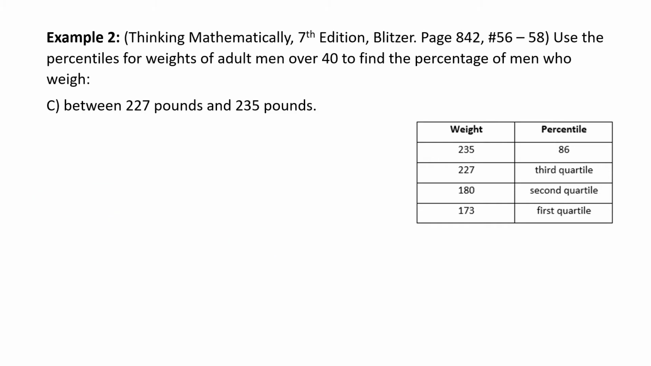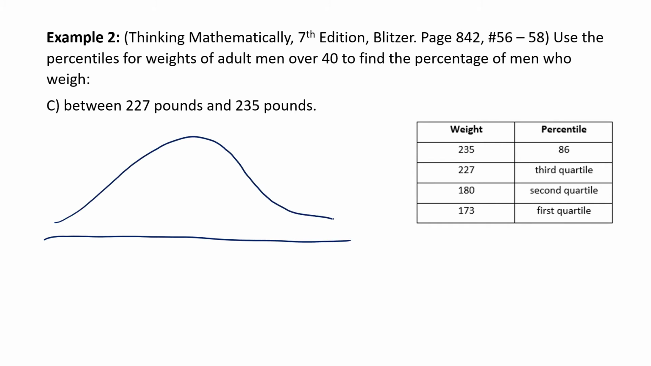Part C, between 227 pounds and 235 pounds. Looking at the chart provided, we see that men who weigh 227 pounds, that's within the third quartile, and for 235 pounds, it's in the 86th percentile. Let's sketch this under a normal curve. And we've got two percentiles to consider, but I'm going to begin with the weights. 227, and to the right of 227 be 235 pounds.